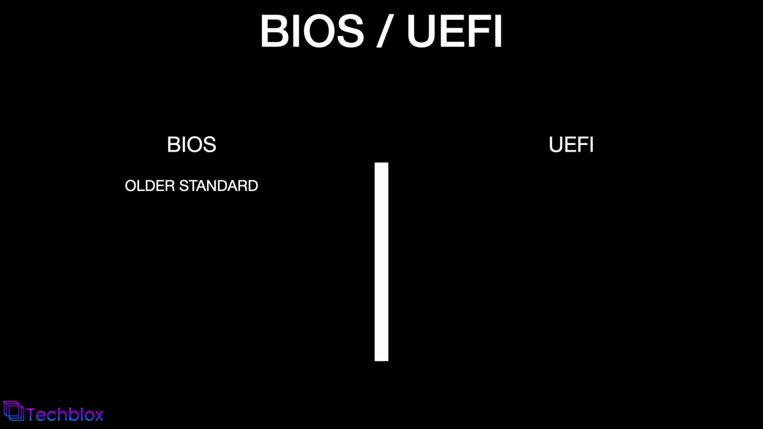The very first thing that runs is the system firmware, either BIOS or UEFI, depending on your machine. On the left, we have BIOS, which stands for Basic Input-Output System. It's the older standard, developed back in the 70s, and it's been around for decades. First, BIOS does not support secure boot, which means there is no verification of the OS before booting, making it more vulnerable in modern environments.